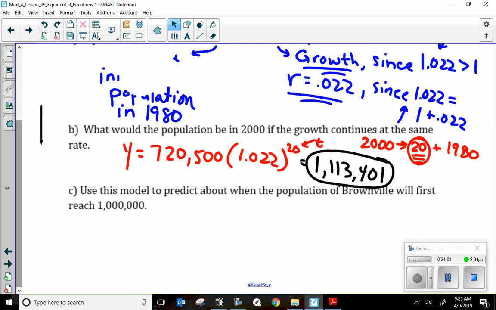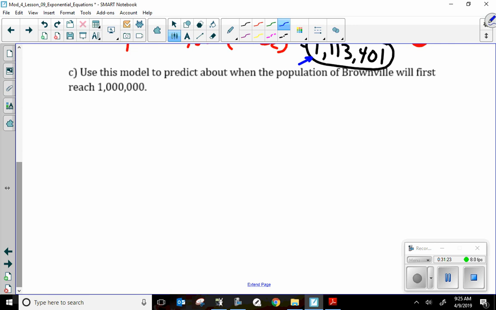So the last one here. Use this model to predict about when the population of Brownville will first reach 1 million. Well, obviously in 2000, it was over 1 million, so it should be before the year 2000. Let's just put some common sense. If my answer came up with the year 2007, that's wrong. Okay? So let's take a look at this. My equation, 720,500 times 1.022 to the x. When will that population be 1 million?